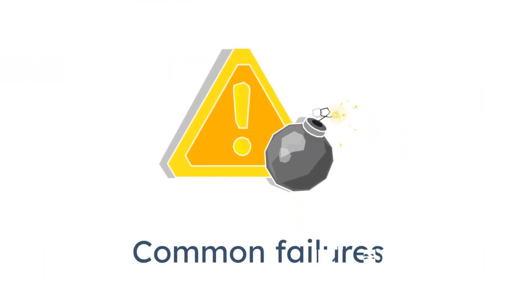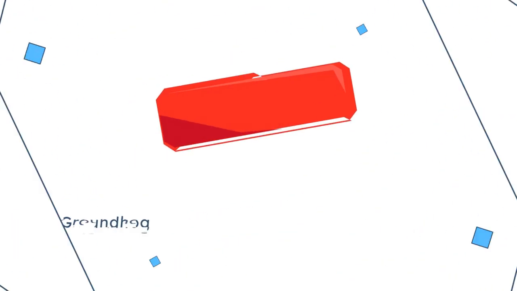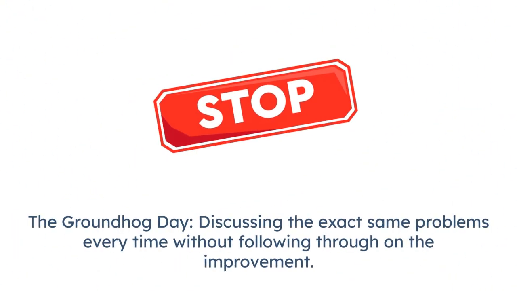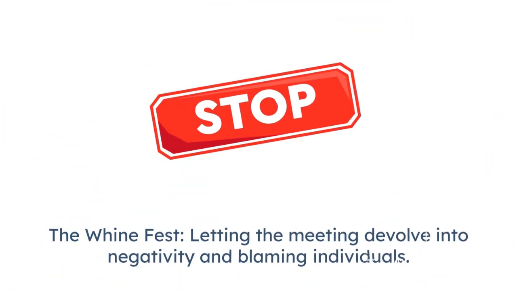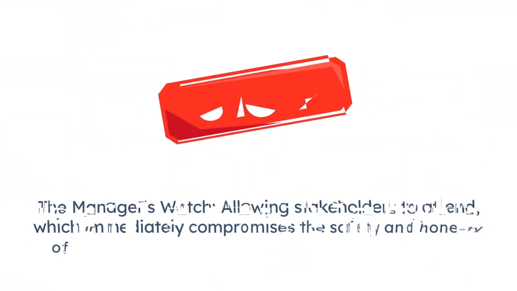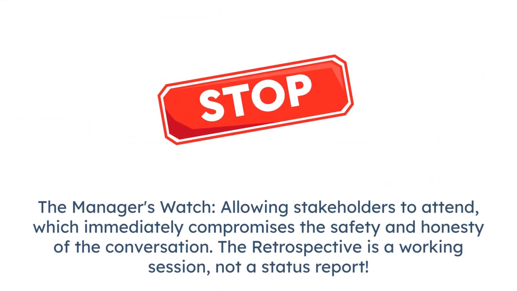Be aware of the common failures. The Groundhog Day, discussing the exact same problems every time without following through on the improvement. The Whine Fest, letting the meeting devolve into negativity and blaming individuals. The manager's watch, allowing stakeholders to attend, which immediately compromises the safety and honesty of the conversation. The retrospective is a working session, not a status report.